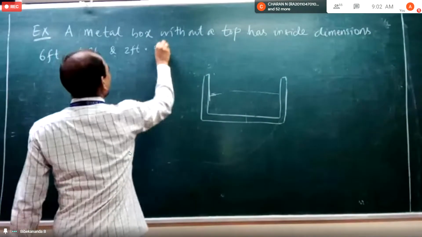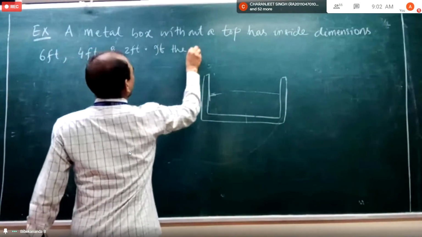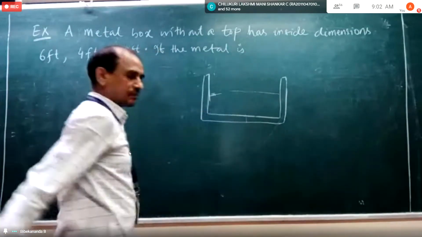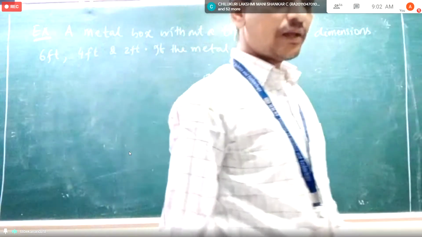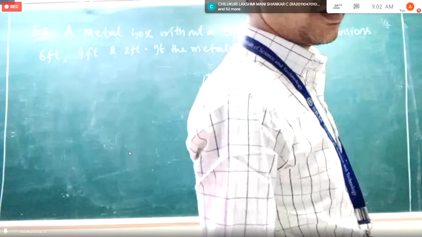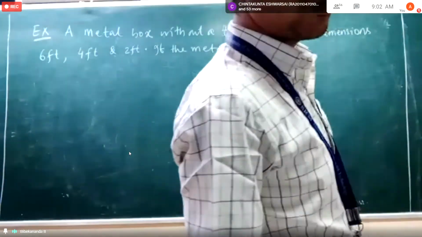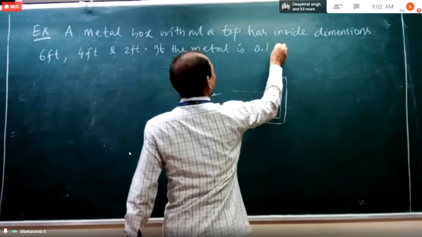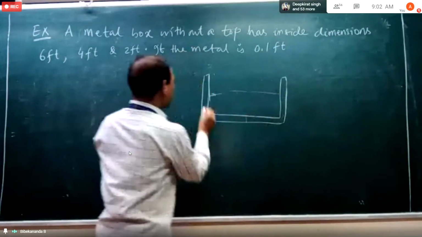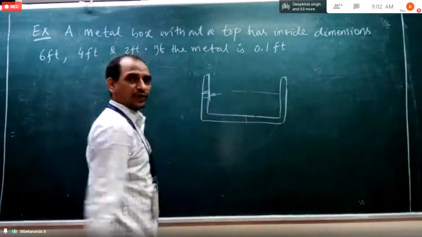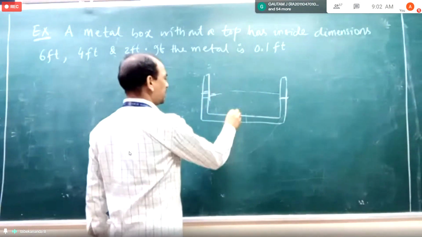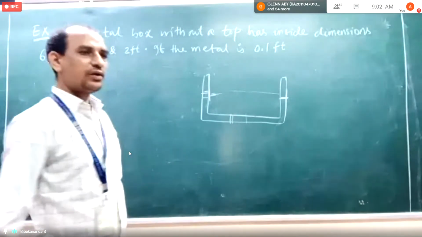Okay, if the metal is 0.1 feet thick, that means this thickness is 0.1, this thickness is 0.1, and this thickness is 0.1.